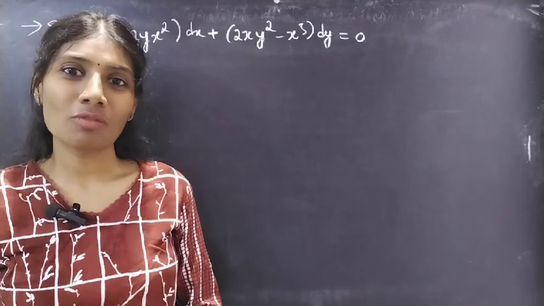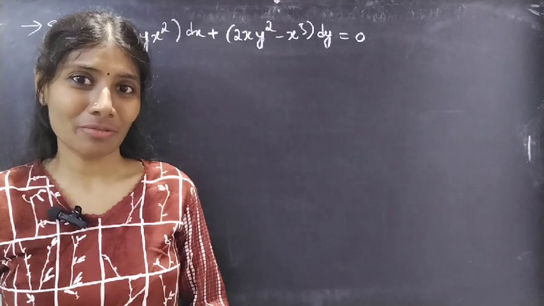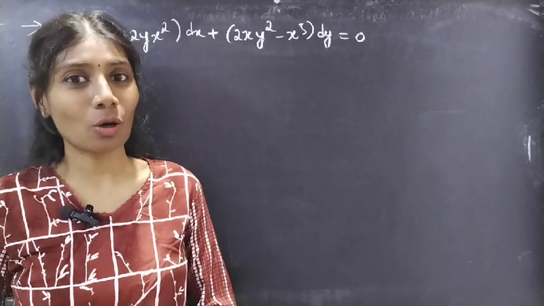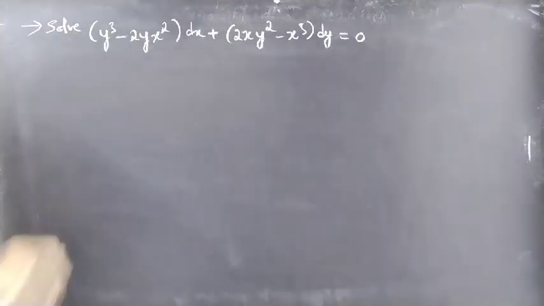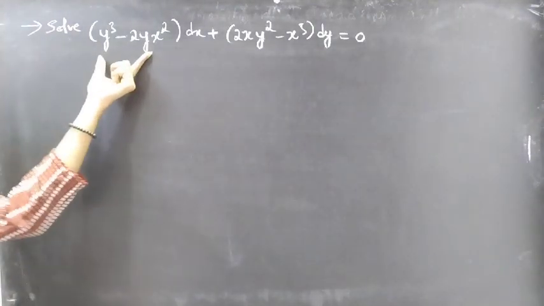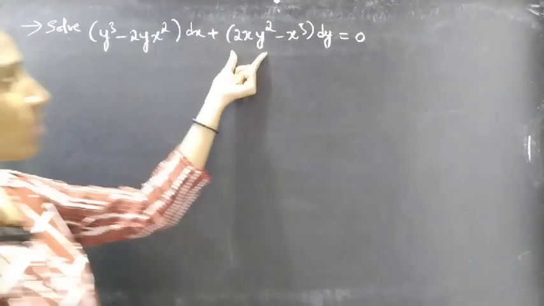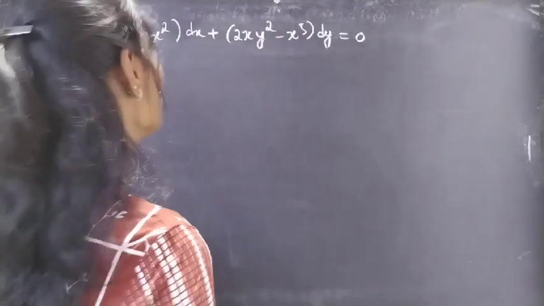In this video, we're going to solve a differential equation using integrating factor x power alpha y power beta or x power h y power k. So let's get going. Problem: solve (y cube minus 2yx square) dx plus (2xy square minus x cube) dy equal to 0.